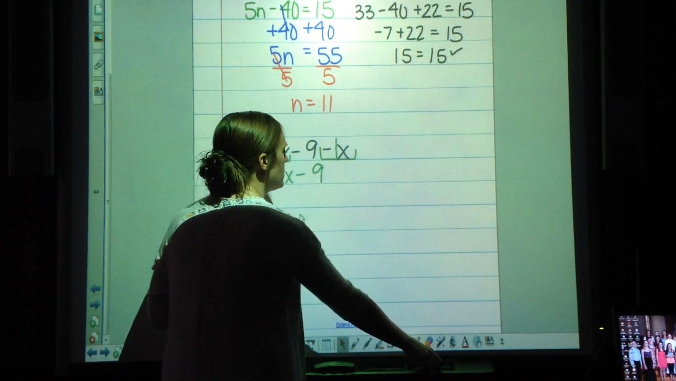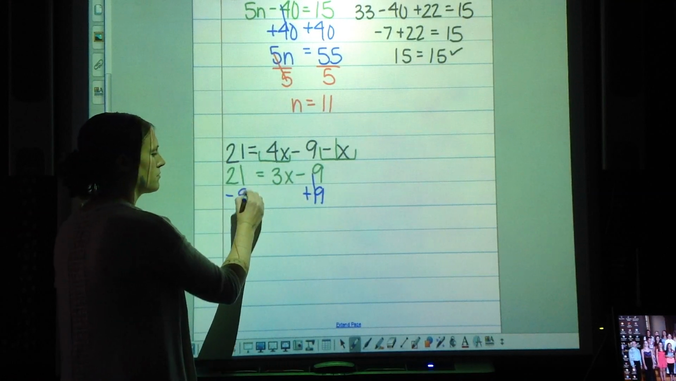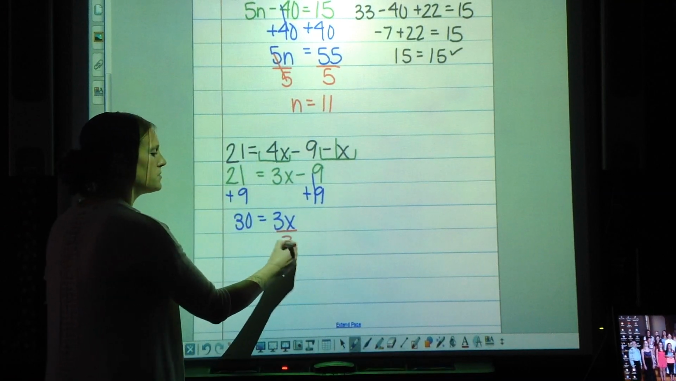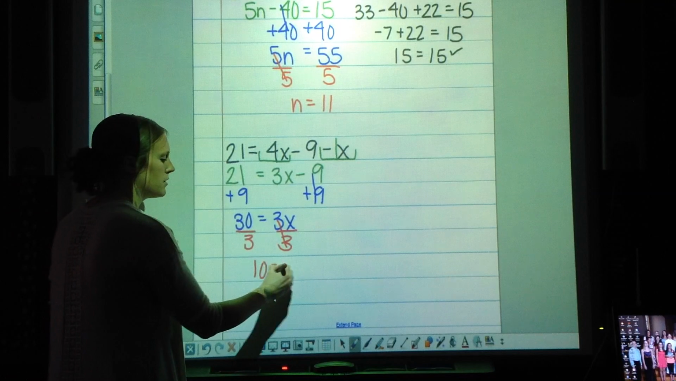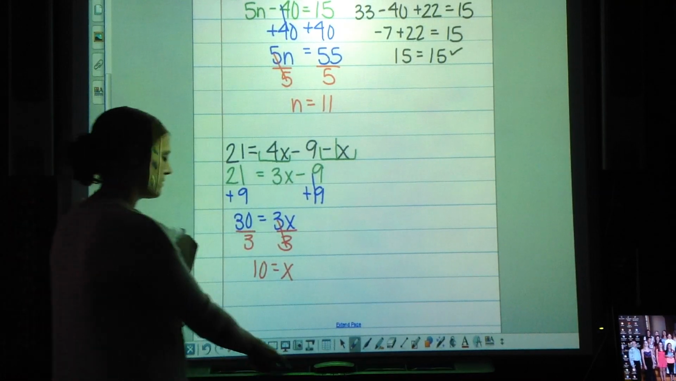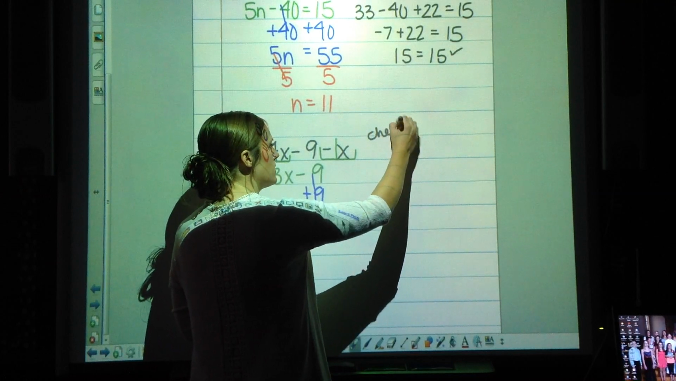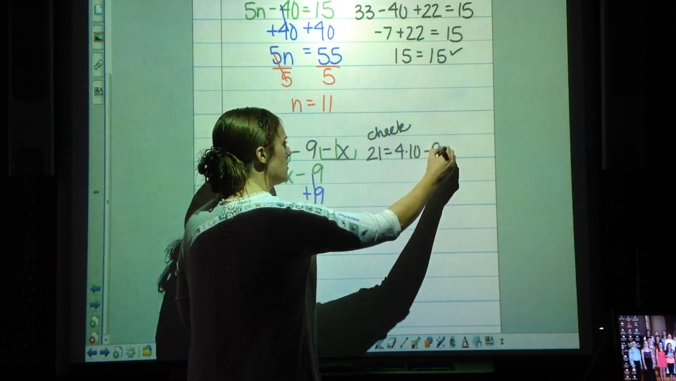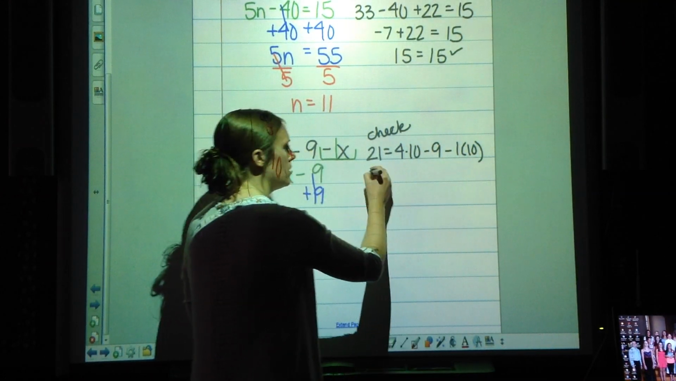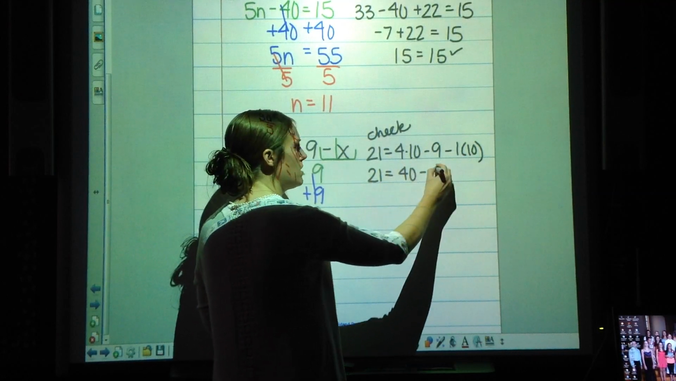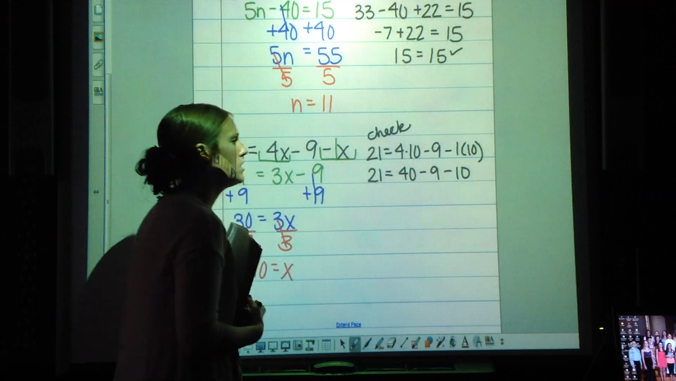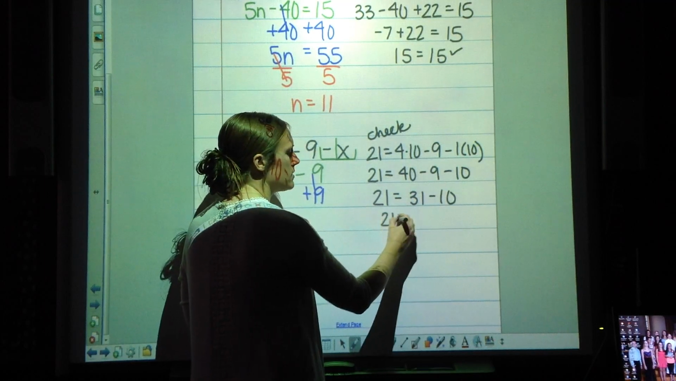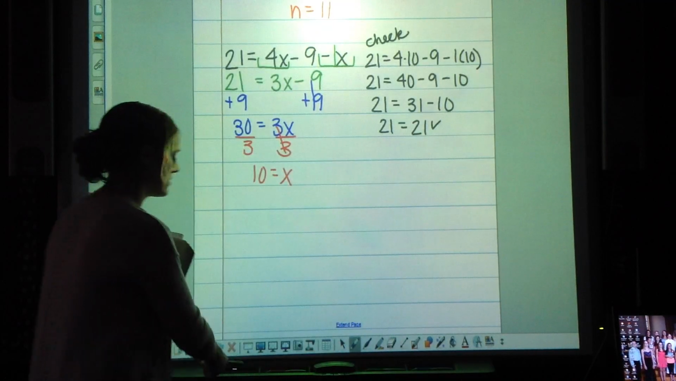This is a two-step equation. One-step equation, I'm always doing the opposite. So I get an answer of x equals 10. Let's check to see if that's right. And anytime I see x, I plug my answer in. Follow order of operations. Here I get 40. Here I get 10. 40 minus 9 is 31. And 31 minus 10 is 21. So I know that my answer is correct.